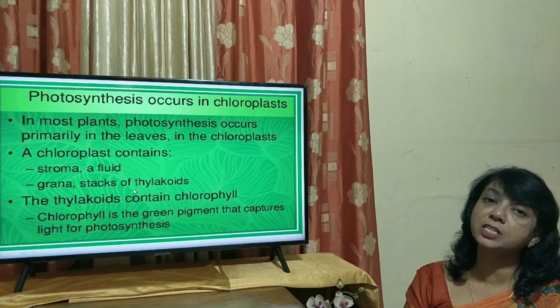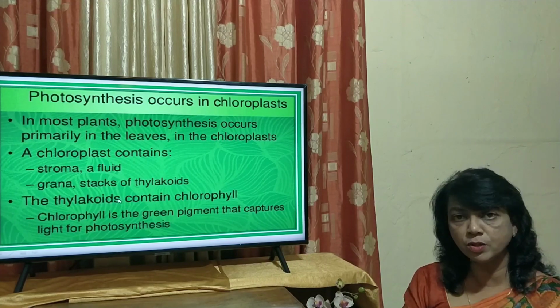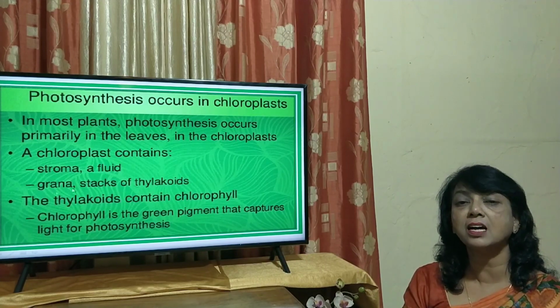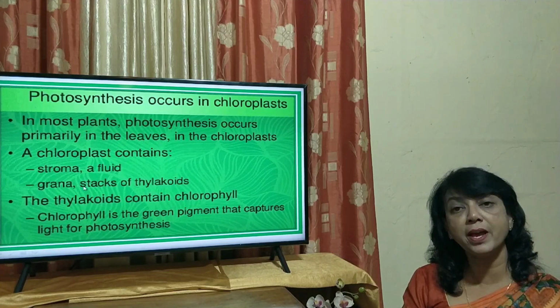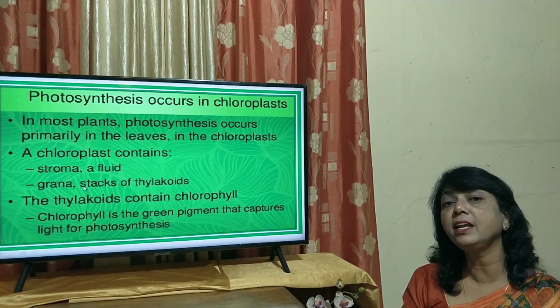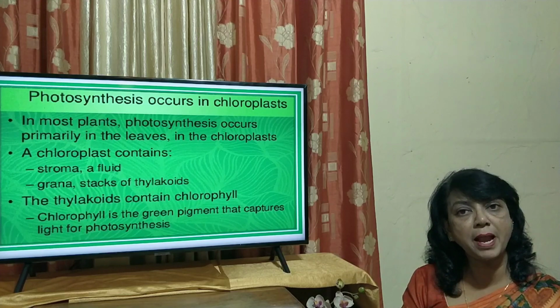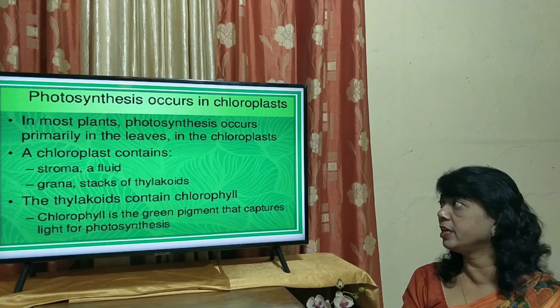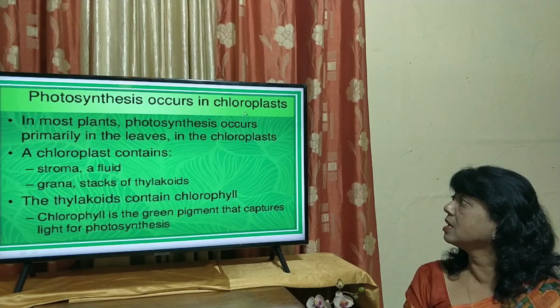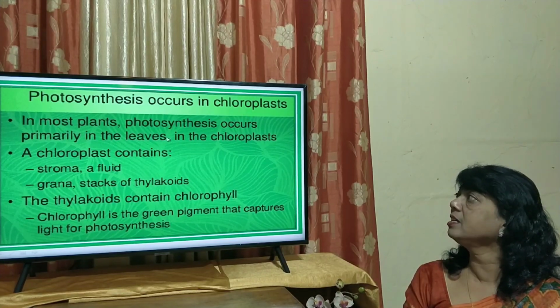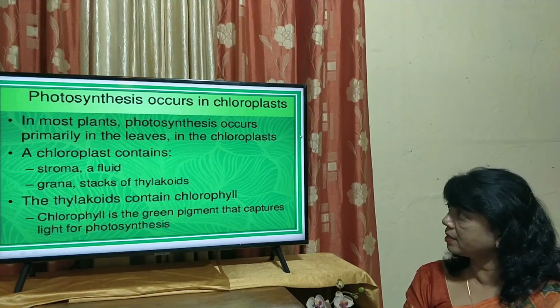Now, where does photosynthesis occur? We all know that photosynthesis occurs inside the leaf. But where inside the leaf? In the chloroplast, in the cells of the leaf. In most plants, photosynthesis occurs primarily in the leaves, in the chloroplast.